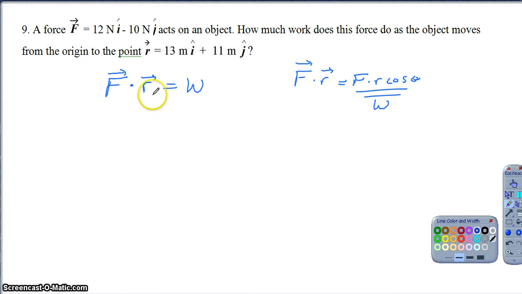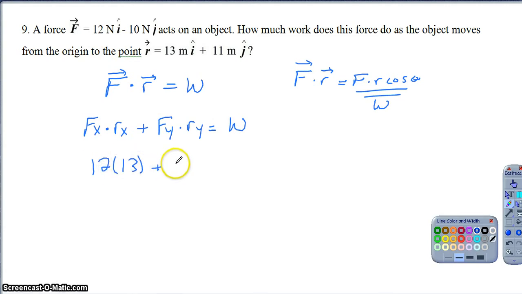So then if I do the mathematical process of the dot product, which is just taking my x component of the force times my x component of the displacement plus my y component of the force times the y component of the displacement, that will equal my work. So all I have to do is the dot product, so 12 times 13 plus the y components there, so negative 10 times 11. So obviously at this point it's just a matter of calculating those numbers. We should get 156 minus 110.